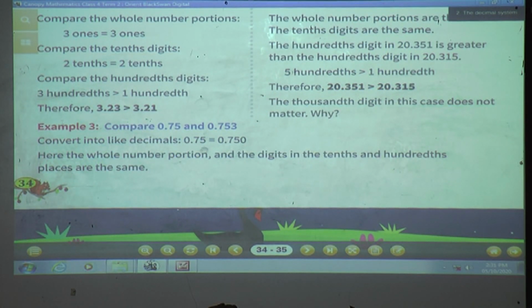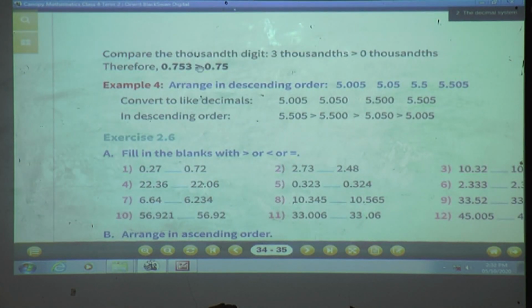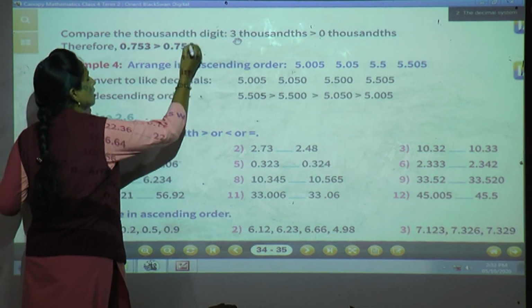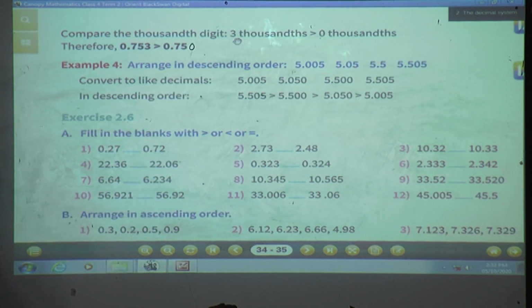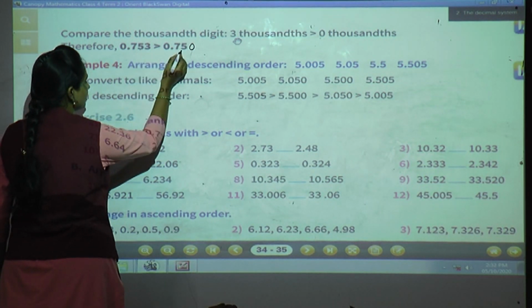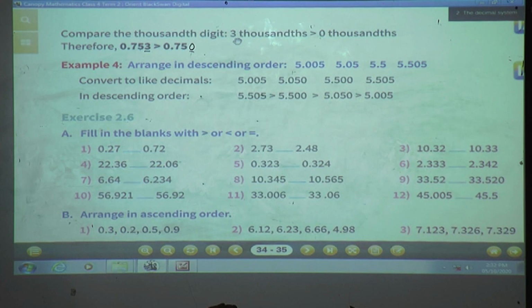So if we add, we get 0.750. Now we can compare the thousandths digit. Tenths place same, hundredths place same. So thousandths place, here 3 is there and here 0 is there. So which is greater? Of course 3 is greater. So therefore 0.753 is greater than 0.75.